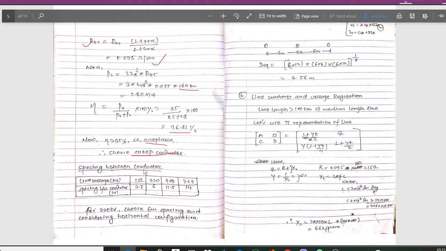Now, spacing between conductors. For line voltage of 132 kilovolt, the spacing between conductors is taken as 3.5 meters. Similarly for 220 kilovolt, the spacing is taken as 6 meters. For 400 kilovolt, the spacing is taken as 11.5 meters. And for 765 kilovolt, the spacing is taken as 14 meters. So here we have chosen the economical voltage as 220 kilovolt, and for 220 kilovolt the respective spacing is 6 meters.